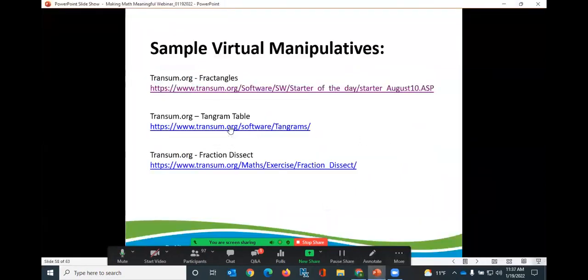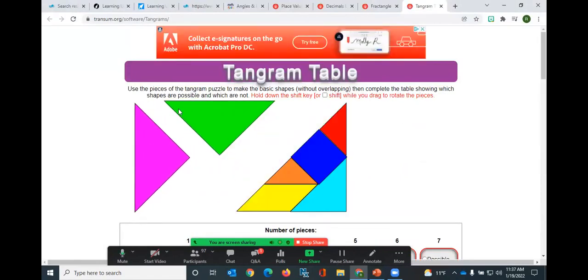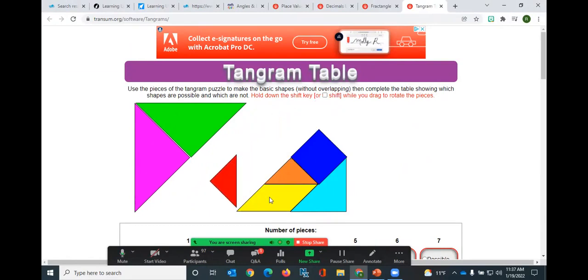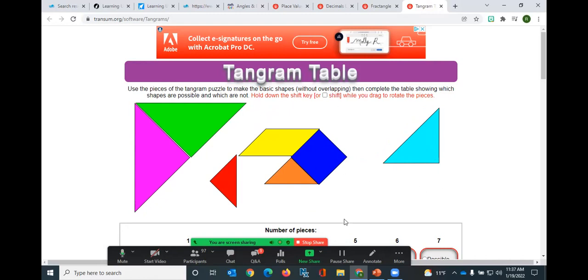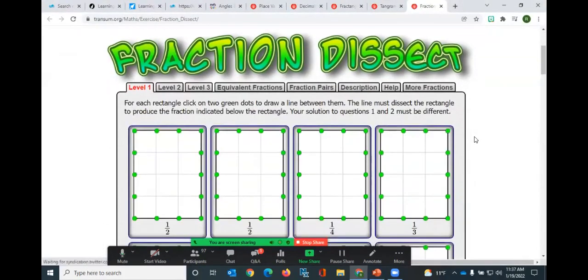There's also a tangram table that they have that I love, where you can actually move these around and say, oh, okay, these two can make a triangle. You can flip things around and see what else you can make. Lots of fun playing with these to see how you can rotate them and move them around and fit them together. A lot of fun. Again, there's a fraction dissect, and this one's really interesting because this actually has you connect the dots to draw lines between them to produce the fraction that was indicated. So if I'm looking for 1/2, right, I can connect here to here.